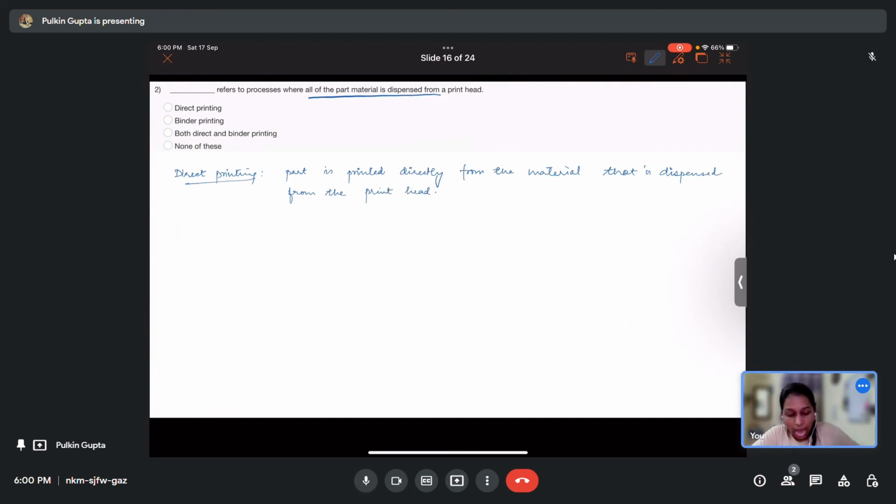And in binder printing, the part is made from the powder in the powder bed or the build platform, and the binder droplets come from the printhead.